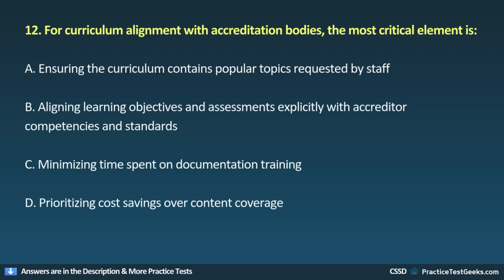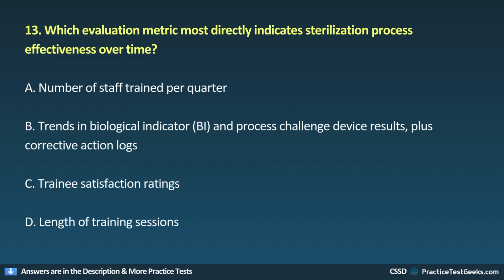12. For curriculum alignment with accreditation bodies, the most critical element is A. Ensuring the curriculum contains popular topics requested by staff. B. Aligning learning objectives and assessments explicitly with accreditor competencies and standards. C. Minimizing time spent on documentation training. D. Prioritizing cost savings over content coverage.